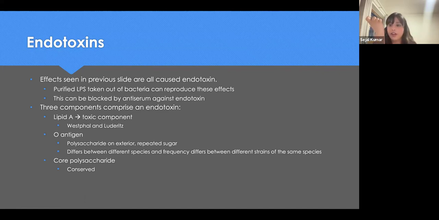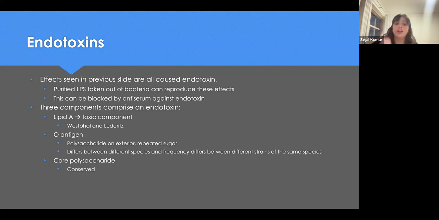So if purified LPS is taken out of bacteria, it can reproduce these effects without the bacteria needed. This can be blocked by antiserum against endotoxin, even though you can't make vaccines. So three components comprise an endotoxin. You have lipid A, O antigen, and a core polysaccharide.